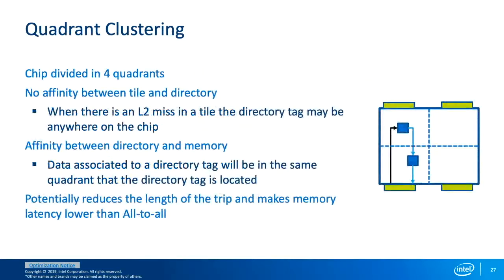In the quadrant configuration, you don't have affinity between the tile and the tag directory, but you have affinity between the tag directory and the memory. So it shortens one of the 2 paths, right? When you have a miss, you might still have to go to a tag directory location that is reasonably far, but once you're there, the data is actually very close. It corresponds to the memory controller that is associated to that quadrant. So this potentially reduces your overall coherency trip.